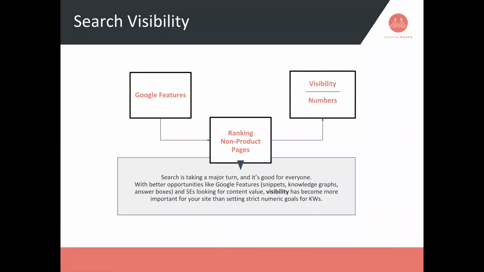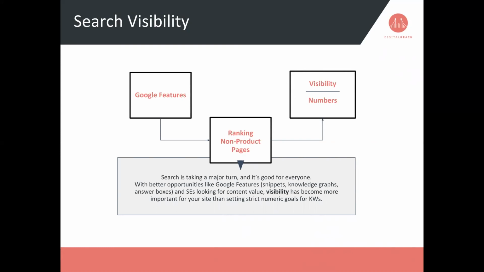So the next thing I want to talk about is going to be search visibility. Search visibility is a term that is going to be used a lot more than your ranks. Ranks are kind of becoming less and less important. It is more about the actual visibility in search. And there's a couple reasons for that.